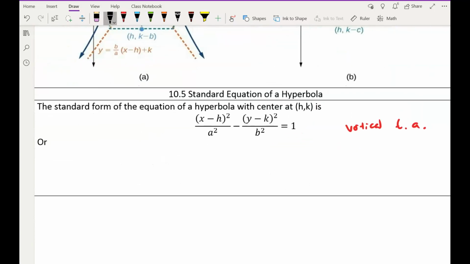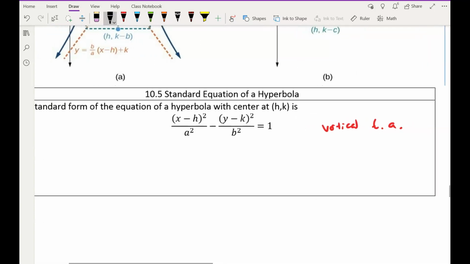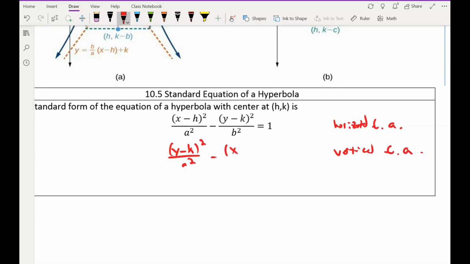Now if you have a horizontal transverse axis, what's going to happen here? The a and b values stay the same. The numerators are basically what gets swapped around. Goodness, I'm backwards. This is a horizontal transverse axis. We'll summarize this in the end. The next one's going to be a vertical transverse axis, which you get if you do (y minus k) squared over a squared minus (x minus h) squared over b squared equals 1. Again, keep in mind that it's 1.